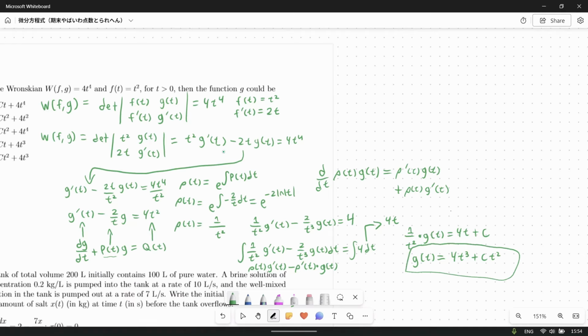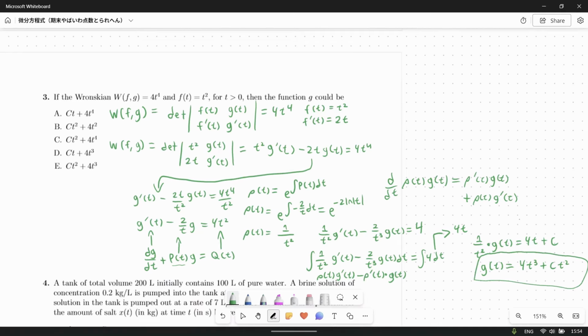Comparing that with the answer choices over here, it looks like the constant is just on the other side. So the answer that matches up closest to our answer would be E. So the answer would be E for this question.